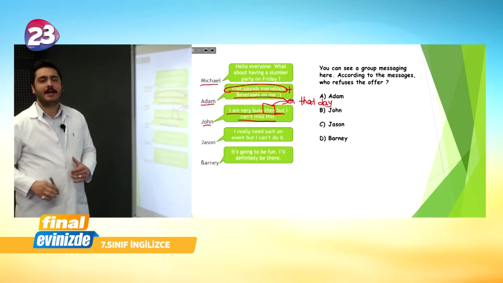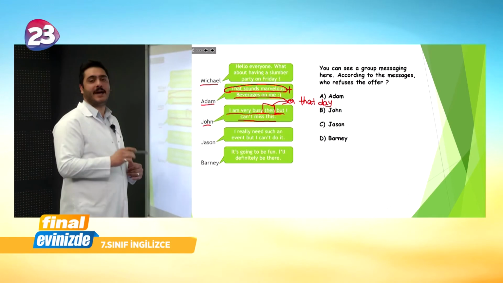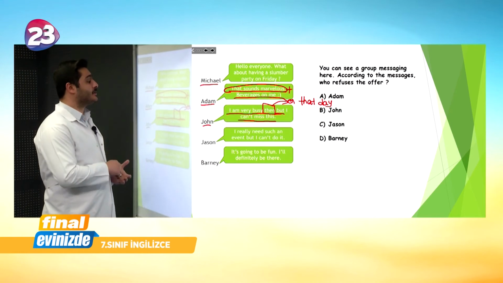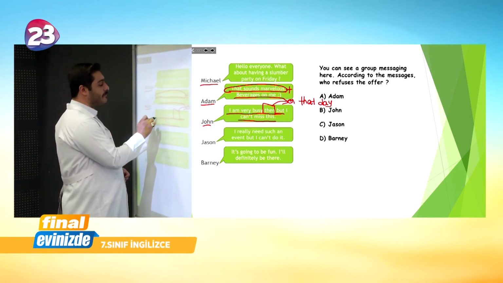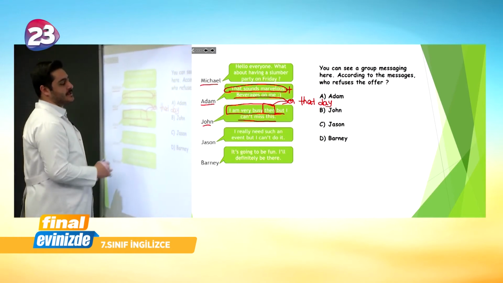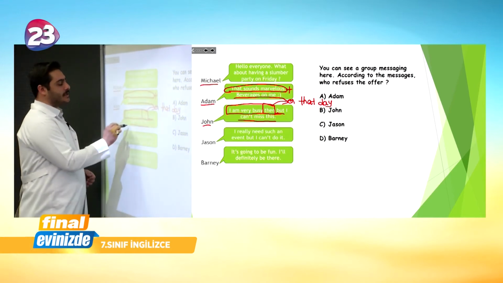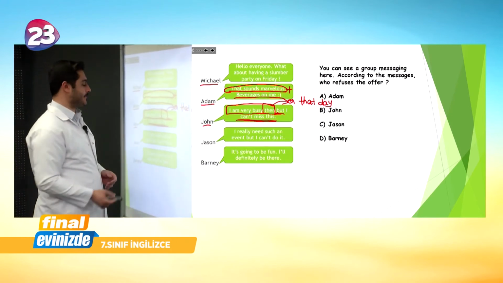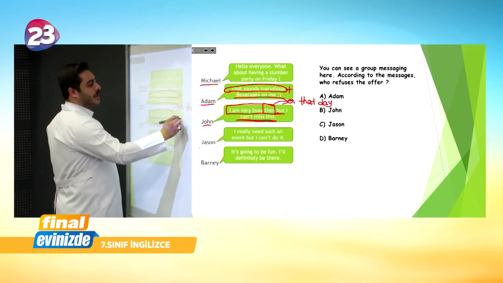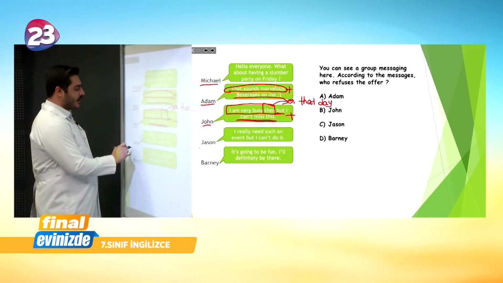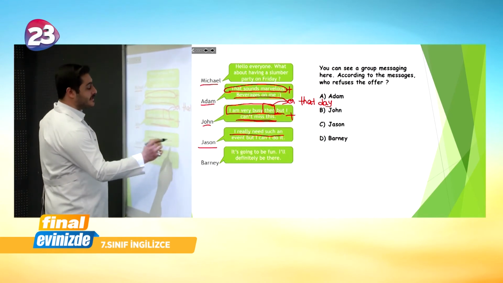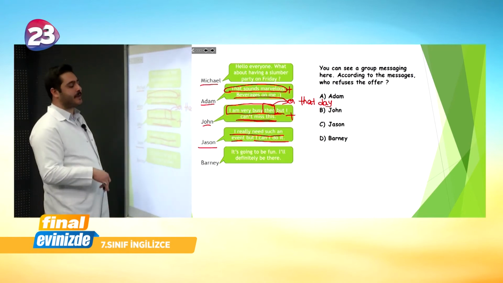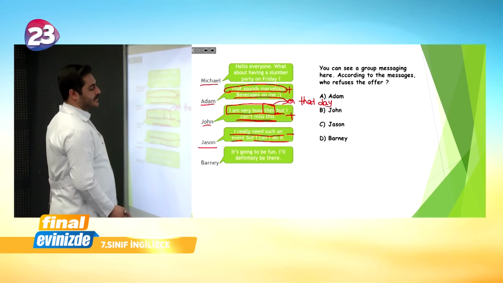So I said before, if there is a positive sentence before "but," that means it is a refusing sentence. And vice versa, if there is a negative sentence before "but," that means it is an accepting sentence. "I am very busy then, but I can't miss this." So he accepts the invitation. Jason says, "I really need such an event, but I can't do it." So the same thing again, it is a refusing sentence.